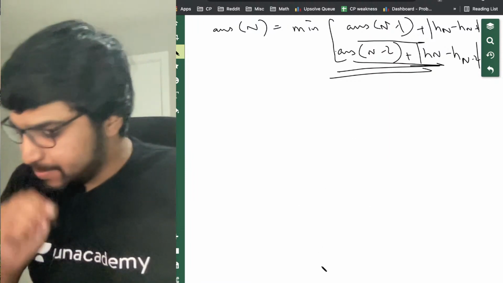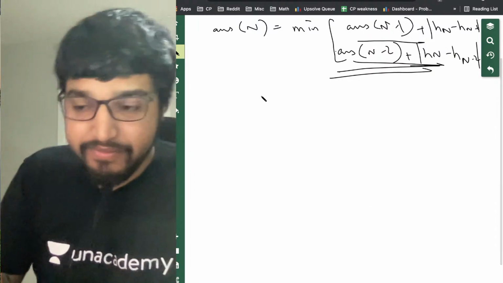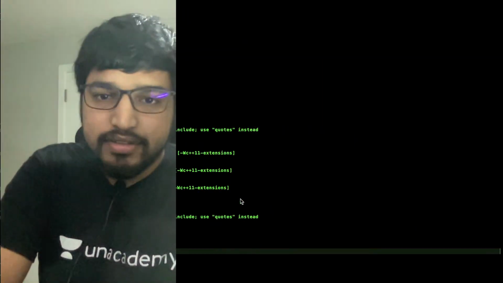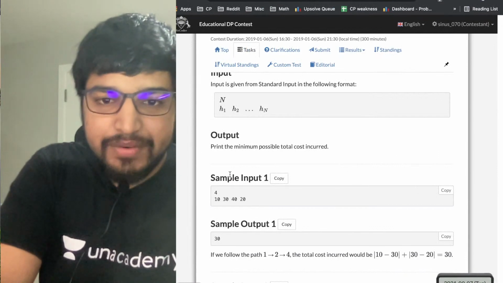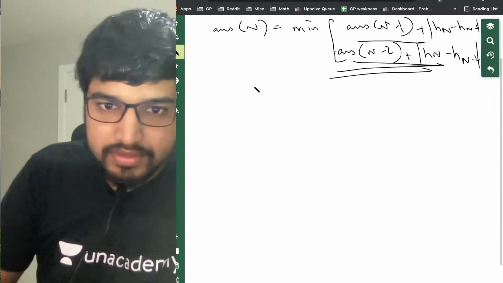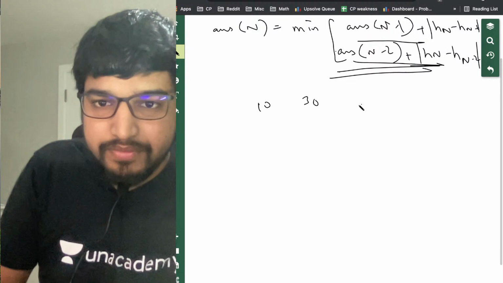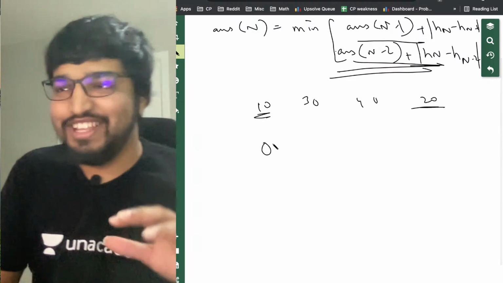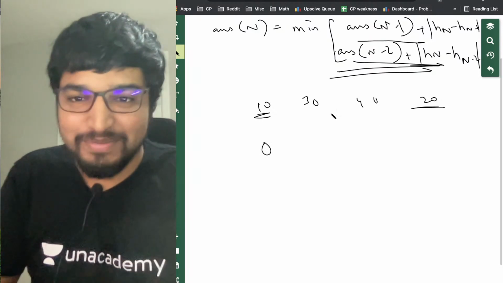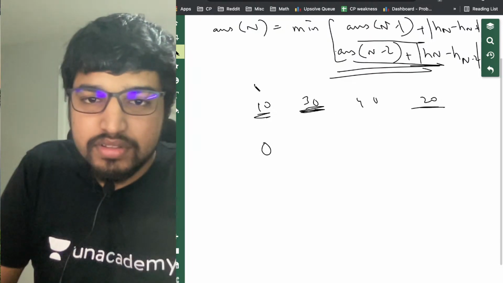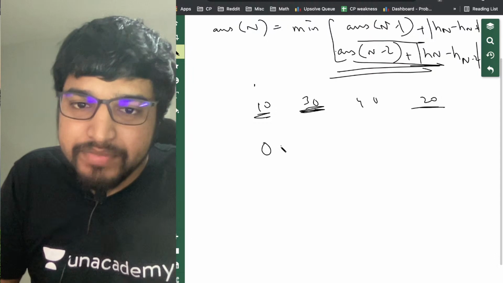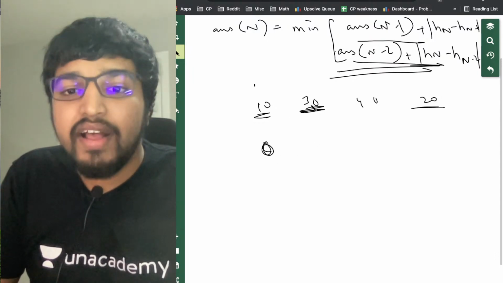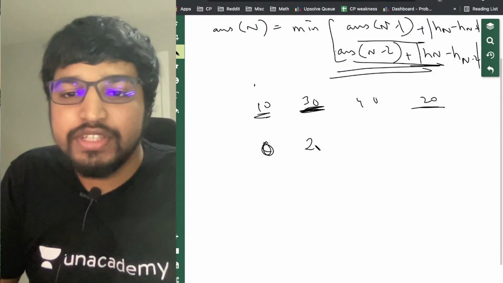For example, let's look at the example in the question itself. 10, 30, 40, 20. Answer of 1 is just 0 because you're just there and that's it. Answer of 2 is answer of 1 plus absolute of 30 minus 10. The answer of this is 20.